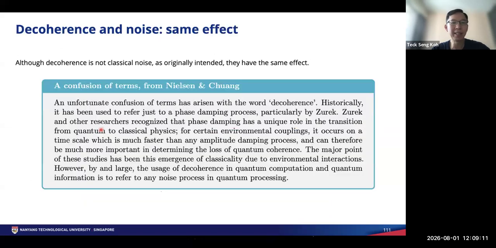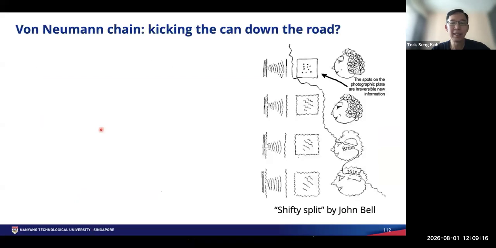Okay, so let me skip these things. They are not so important. Okay, but then, I am almost at the end. Now I'm at 112 slides. So this von Neumann chain also has its critics. It is kicking the can down the road.